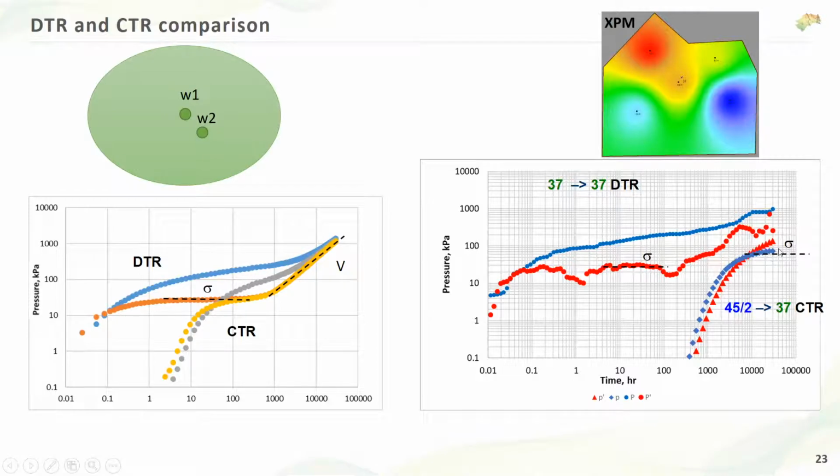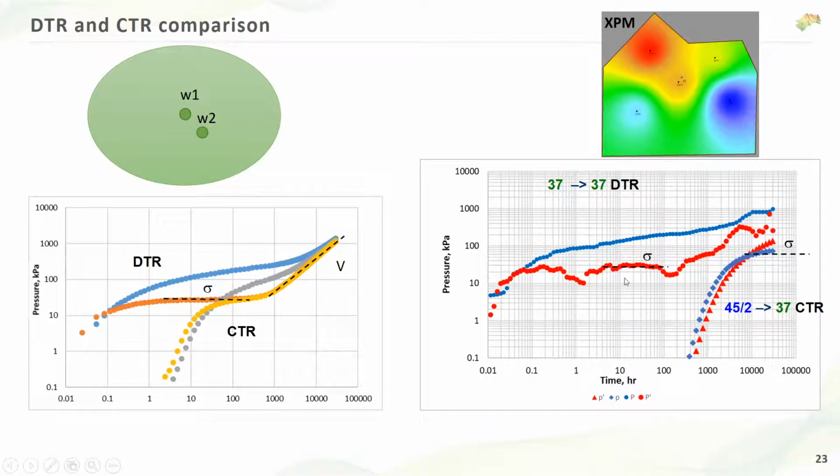And what have we seen here? We can see that cross-well reservoir transmissibility is lower than the reservoir transmissibility of the part of the reservoir drained by well 37. But the volume drained by well 45 is bigger than the volume drained by well 37. And that's because of the complexity of the reservoir geology here.